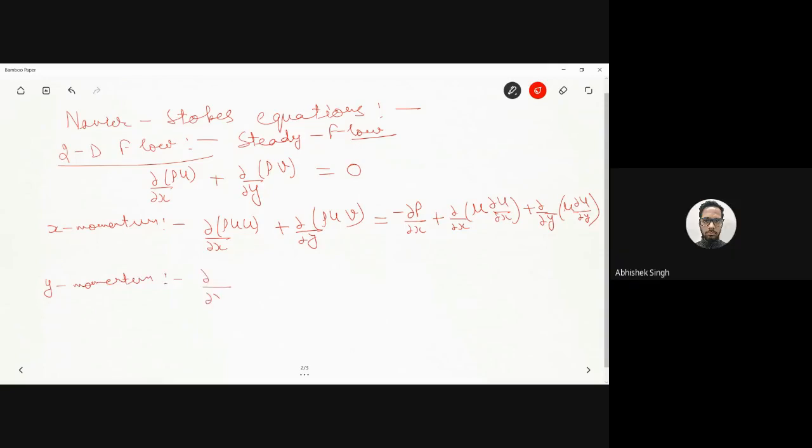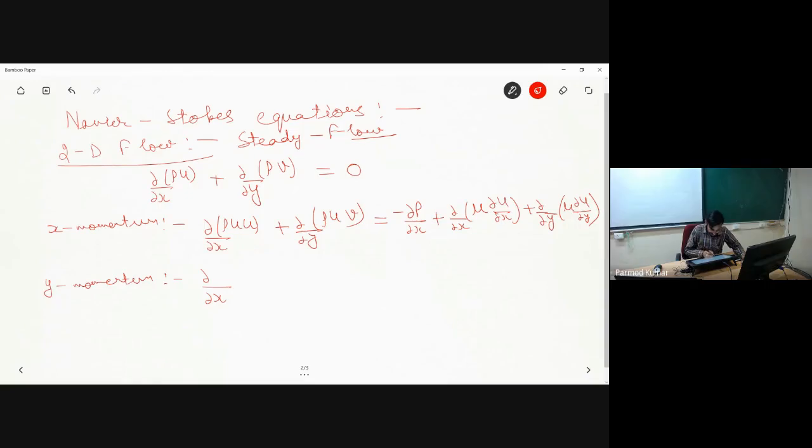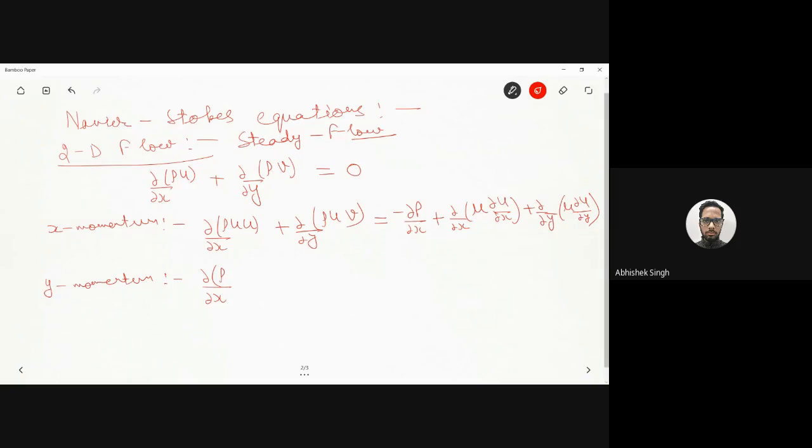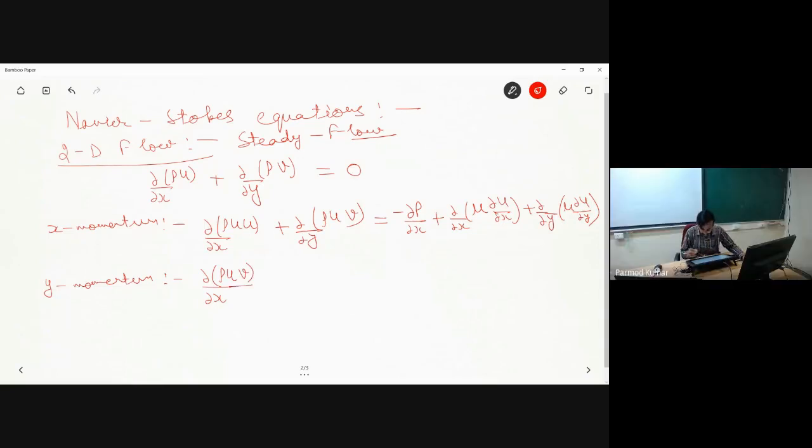Sir, there is a lambda term. Yes. So lambda term, what we are considering actually, we are applying the Stokes hypothesis. After applying the Stokes hypothesis, whatever the final Navier-Stokes form of equations we are getting, that I am writing over here. Sir, but I think even for it we need to have divergence of velocity equal to 0. Yeah, so continuity equation has to satisfy. Yes. Okay, sir. So we will be putting that assumption also now.